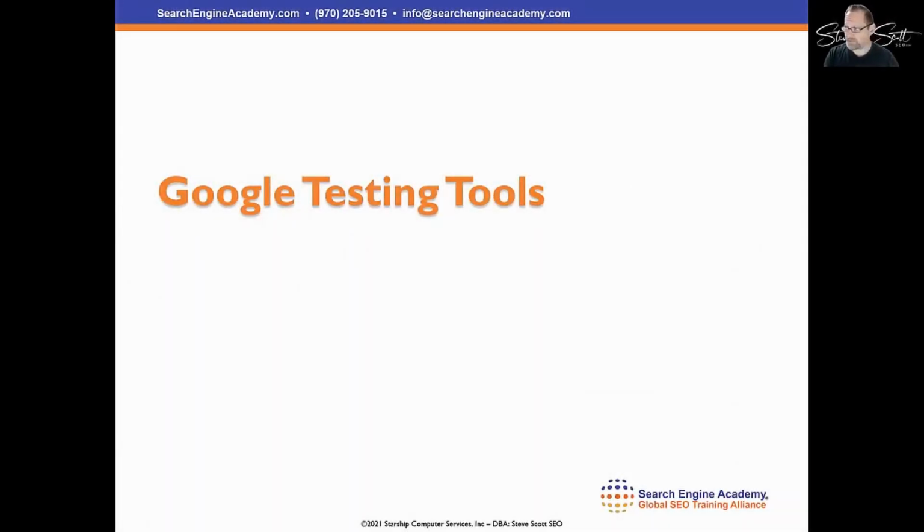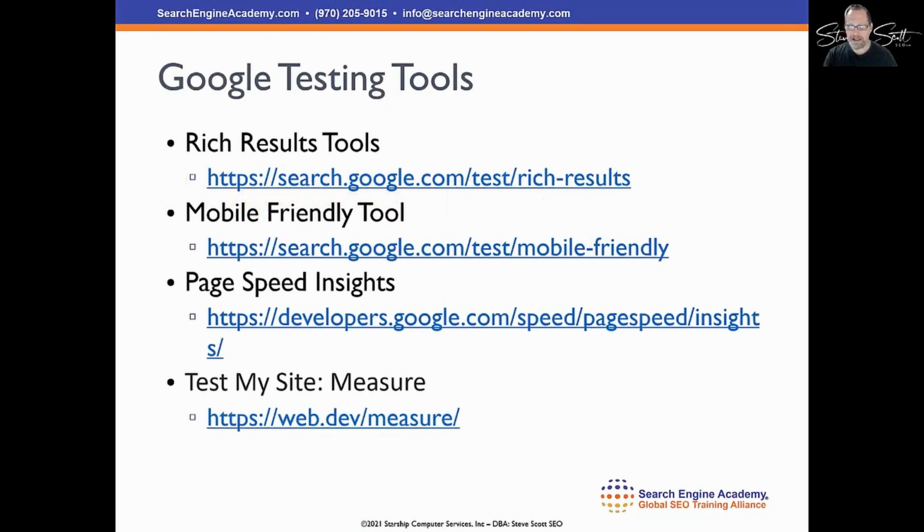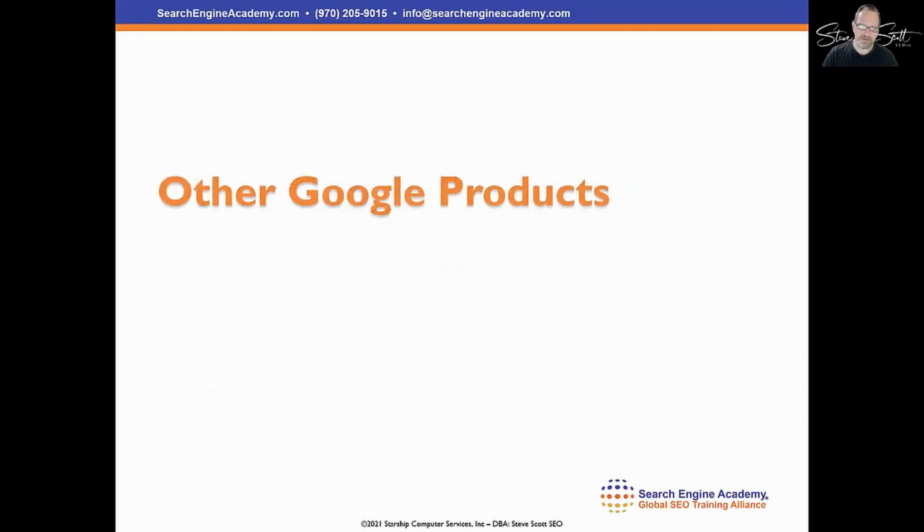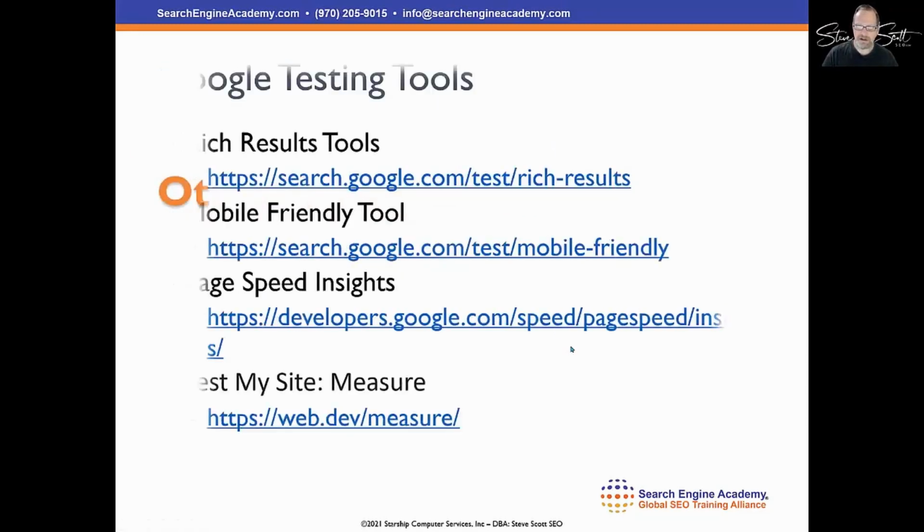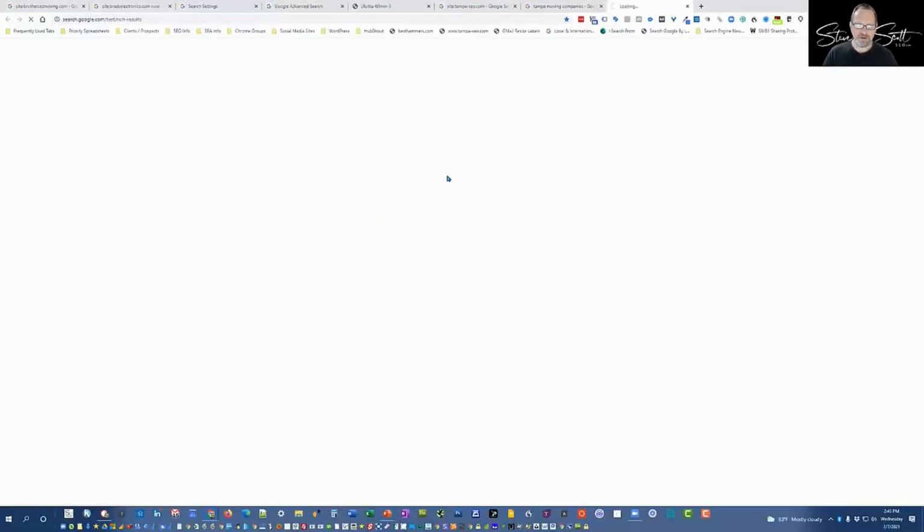So let's look at some testing tools Google's got out there. They've got a bunch of them out there, right? Here are the basic ones. You've got the rich results tool. Actually, let me go click on these individually. Sorry. Here we go. Here's the rich results tool.